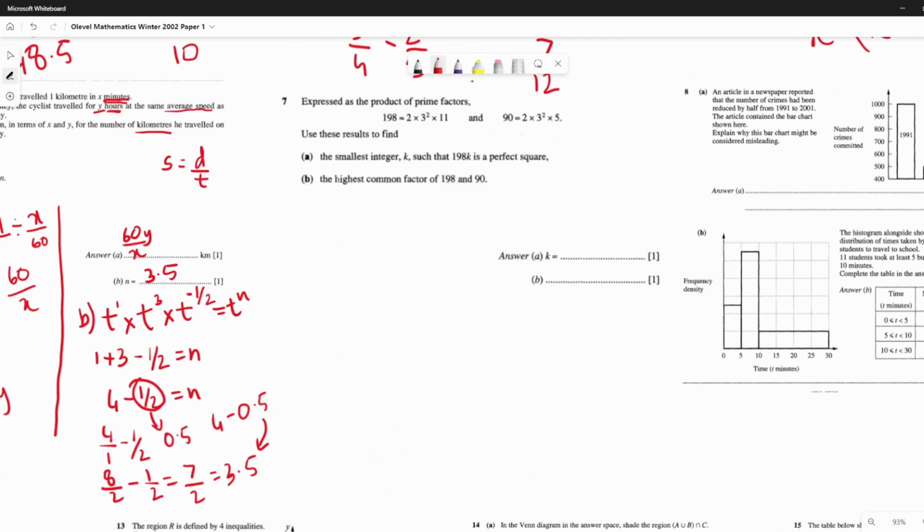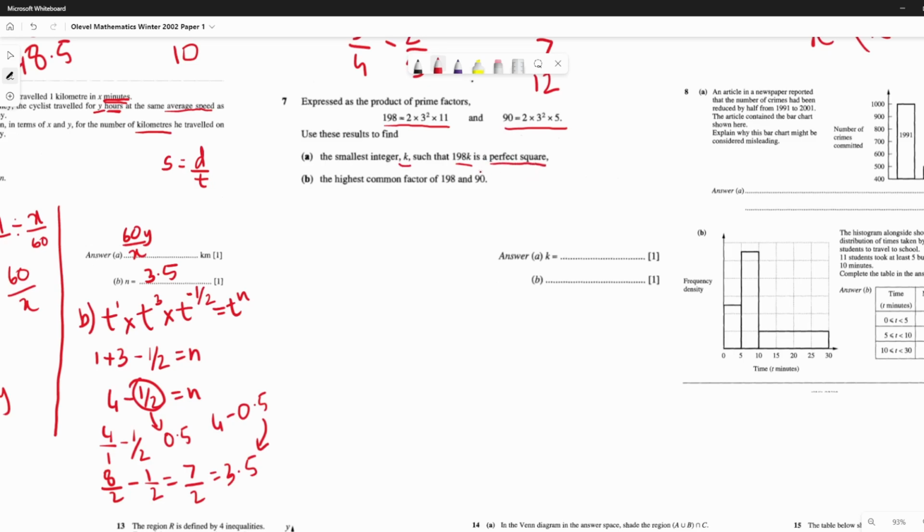All right, let's move on to question number 7. So, expressed as a product of prime factors, now I love prime factor questions, is 198 in its prime factors and 90 in its prime factors. So use these results to find the smallest integer k such that 198k is a perfect square.